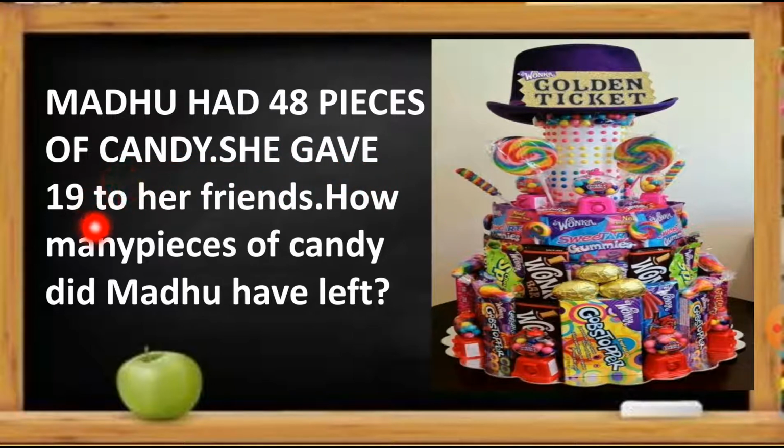She gave 19 to her friends. How much candy does she have? She has 48 pieces of candy, and from this 48 she took away 19 candies and gave these 19 candies to her friends. How many pieces of candy did Madhu have left? So we cut the number 19 from this 48.